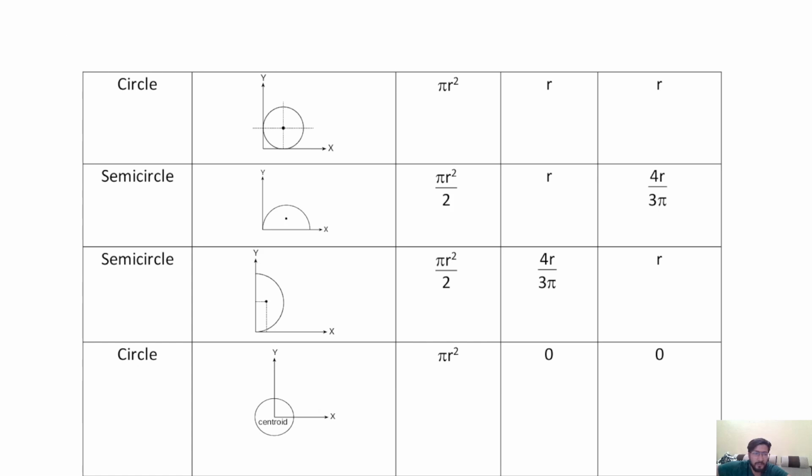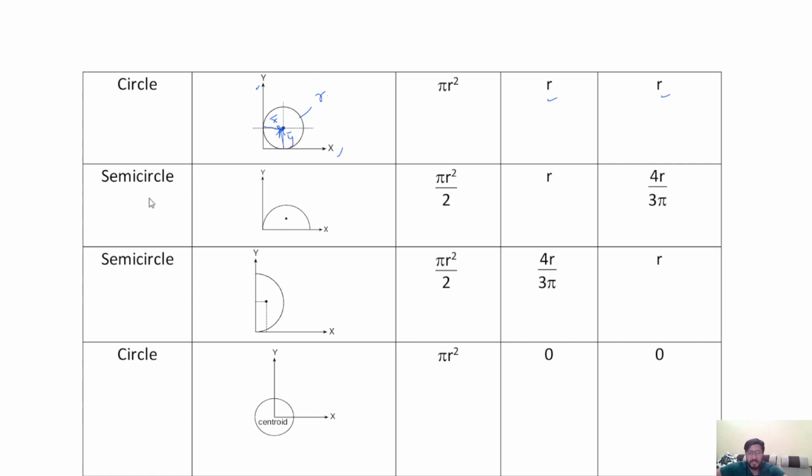And for the circle, the area of the circle is pi r square if the circle has radius r, and the centroid of the circle is at the center. That means if we consider reference axes, this is the centroidal y distance, called y bar, and this is the centroidal x distance, x bar, which is equal to radius r, and y bar is equal to radius r.